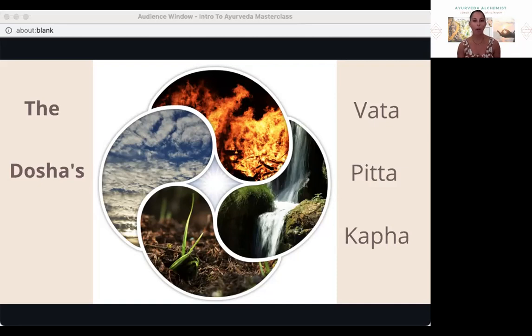So each dosha is made up of two of the elements. Vata is made up of ether and air. It's the dosha of movement. Pitta is made up of fire and water. It's the dosha of transformation. And Kapha is made up of earth and water. It's the dosha of substance.